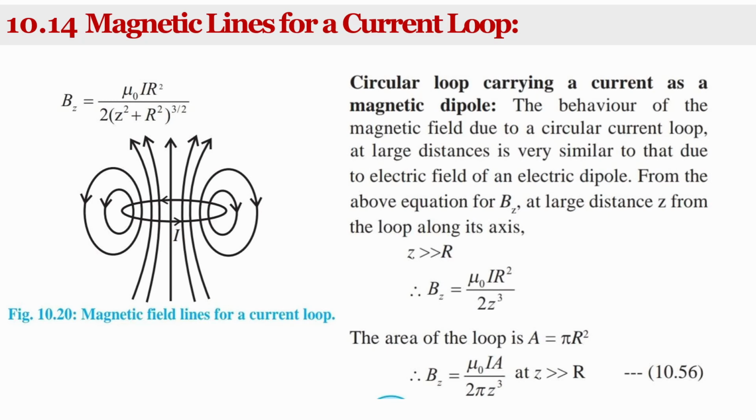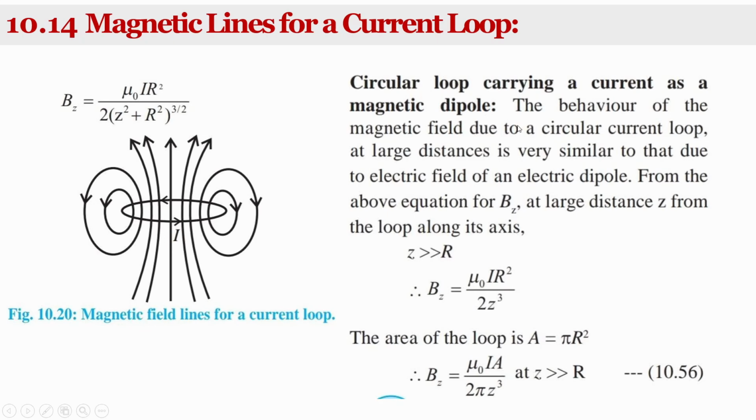Then after that, we see the next topic, that is the circular loop carrying a current as a magnetic dipole. If we take a circular loop carrying the current I, it produces a magnetic field in the surrounding space, and we find that this circular loop of wire carrying current can act as a magnetic dipole.